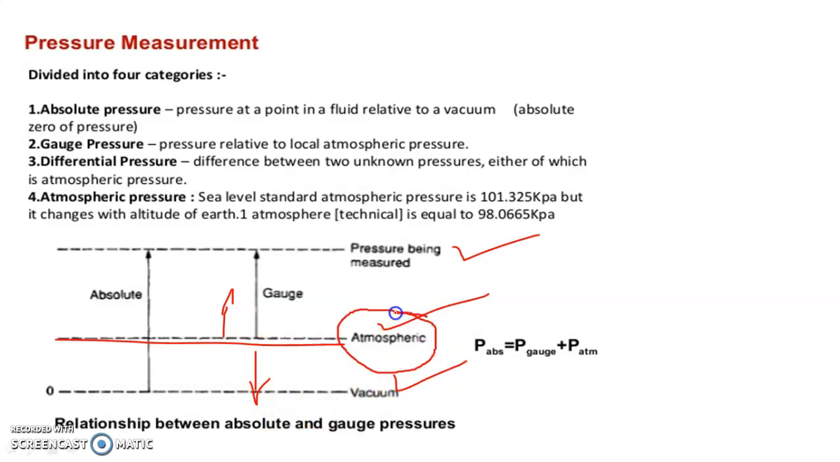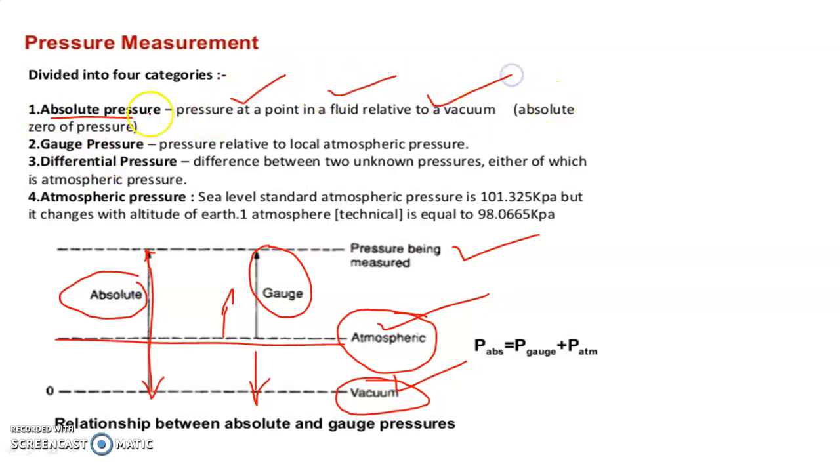So atmospheric pressure is at the sea level. Above atmospheric pressure is called gauge pressure. Below atmospheric pressure is called vacuum pressure. The total measurement of the pressure with reference to zero is called absolute pressure. The pressure at any point of a fluid relative to vacuum, or absolute zero pressure, is absolute pressure.